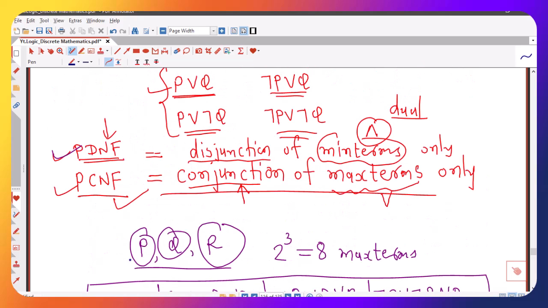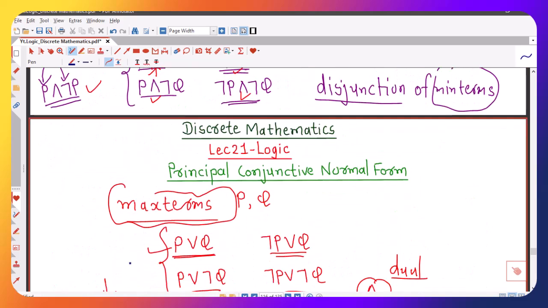So this is all about this session. We will continue with PCNF, that is the short form for principal conjunctive normal form, in upcoming lectures.